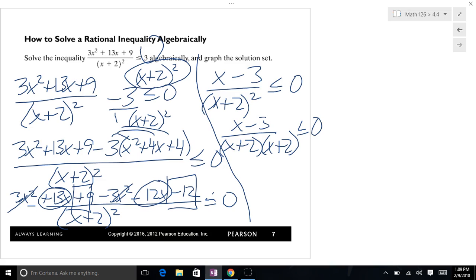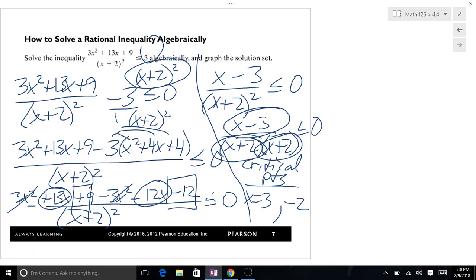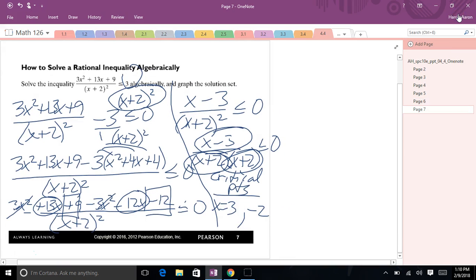Well, now I'm going to take my critical points. So where are my zeros? Well, 3. If I have a 3 here, I've got 3 minus 3 is 0, and 0 over whatever on the bottom is 0. So I take my zeros. So my critical points are 3, and then my undefined points from the bottom are negative 2, and I get that from both of those right there. So 3 and negative 2 are my critical points.